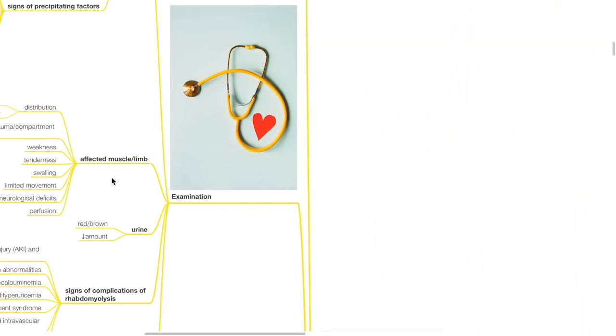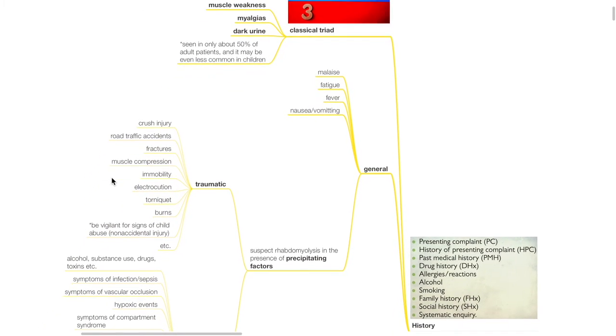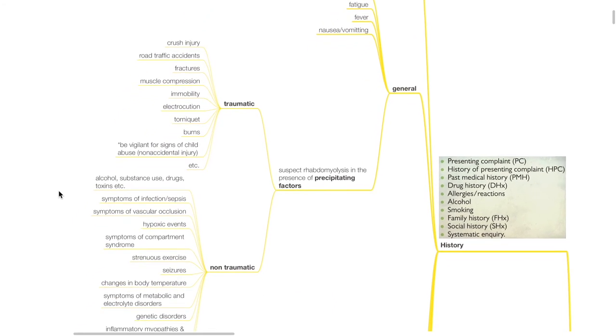Presentation. History. The classical triad of muscle weakness, myalgias, and dark urine is seen in only about 50% of adult patients, and it may be even less common in children. General symptoms include malaise, fatigue, fever, nausea, vomiting. Suspect rhabdomyolysis in the presence of precipitating factors.